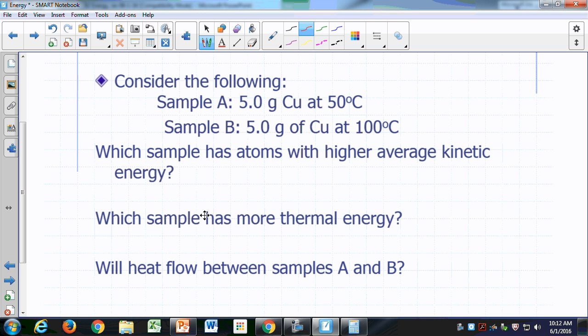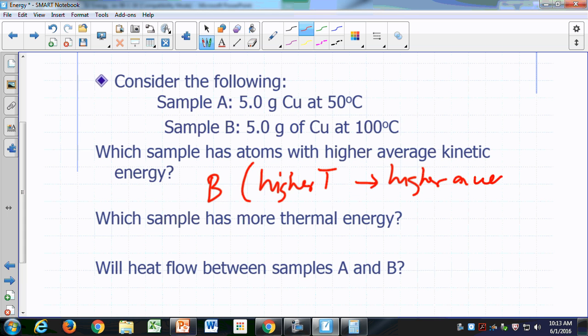5 grams copper versus same thing? Oh, this is different. 5 grams copper at 50 degrees, 5 grams copper at 100 degrees. Which has higher average kinetic energy? Sample B, because higher temperature, right, means higher average. Which has more thermal energy? Same mass, okay, but which one has a higher average? B.